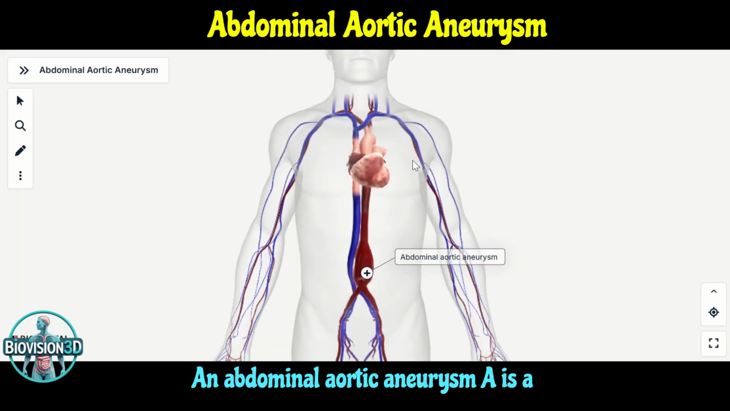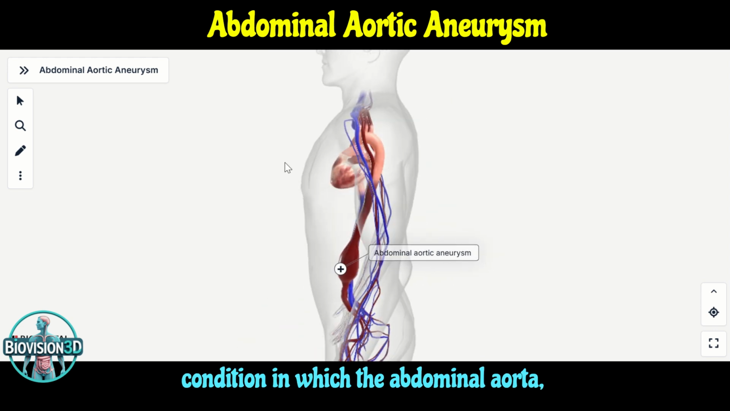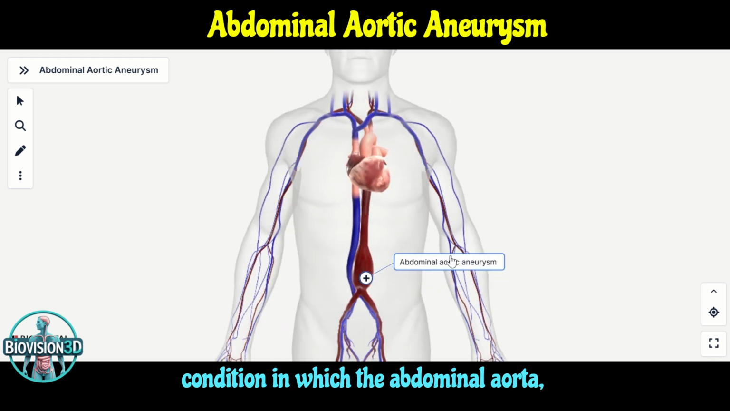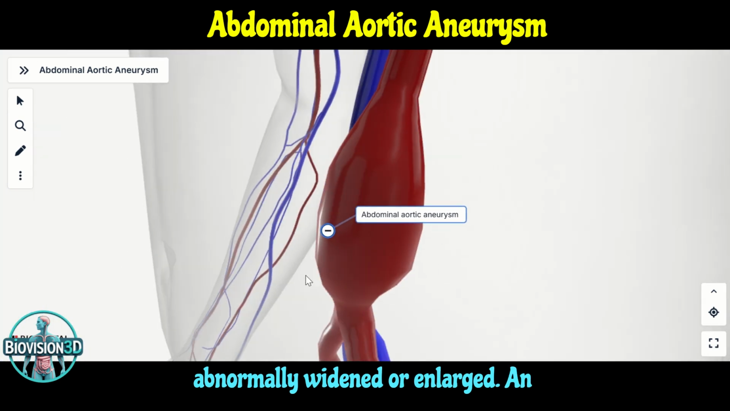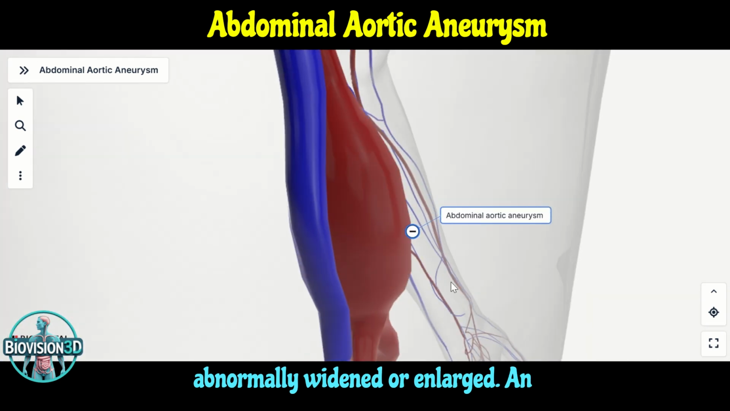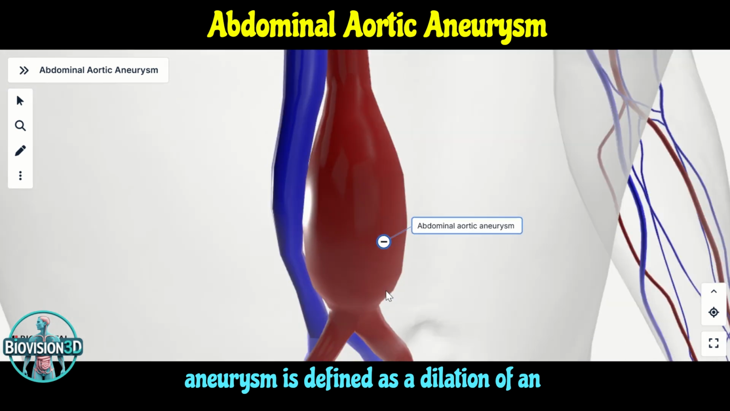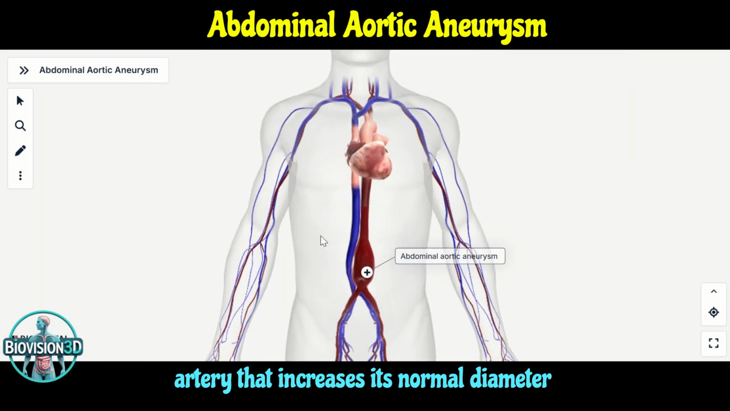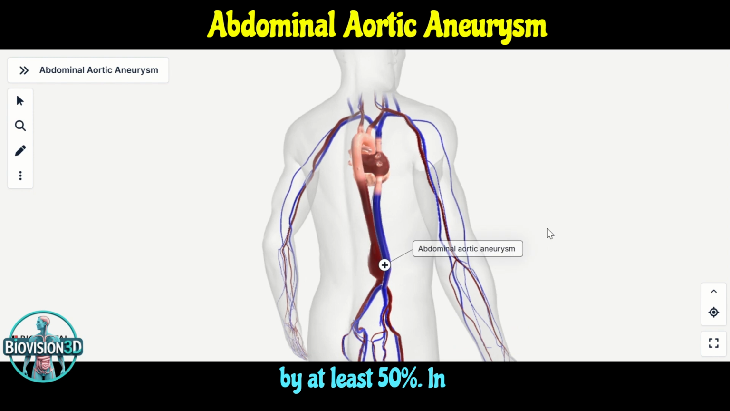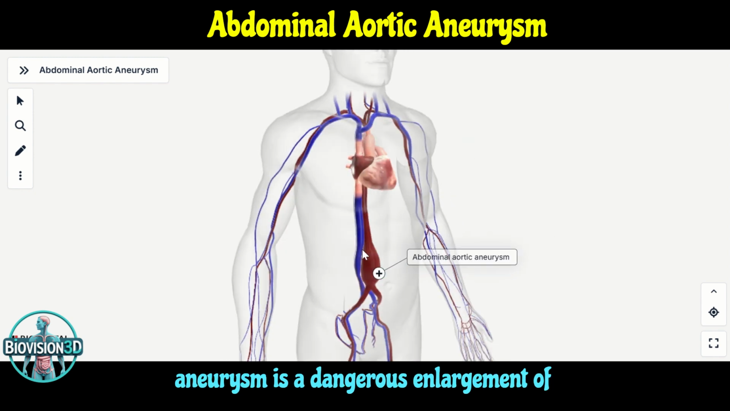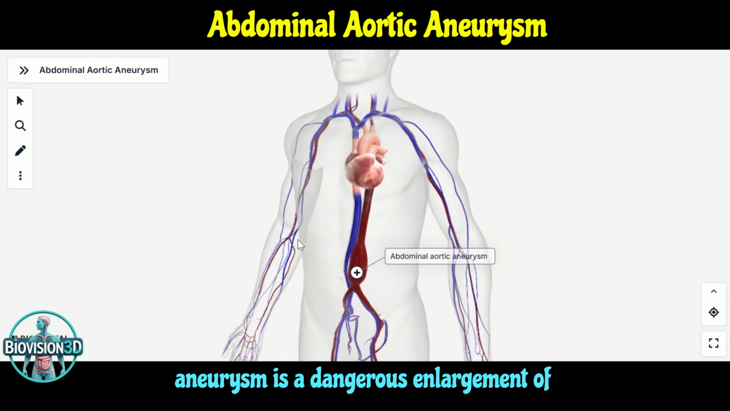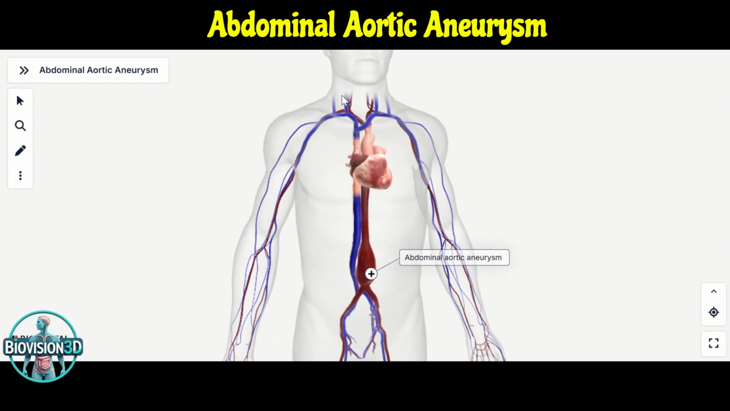An abdominal aortic aneurysm, AAA, is a condition in which the abdominal aorta, the largest artery in the body, becomes abnormally widened or enlarged. An aneurysm is defined as a dilation of an artery that increases its normal diameter by at least 50%. In simple terms, an abdominal aortic aneurysm is a dangerous enlargement of the aorta within the abdomen.